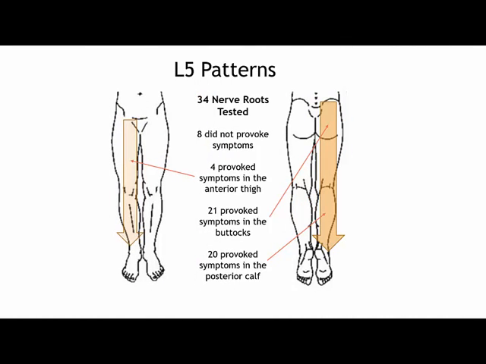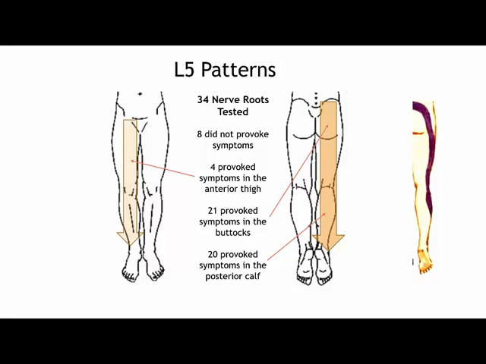For L5, there were 34 nerve roots tested. 8 did not provoke symptoms. 4 provoked symptoms in the anterior thigh. 21 provoked symptoms in the buttocks, and 20 provoked symptoms in the posterior calf.